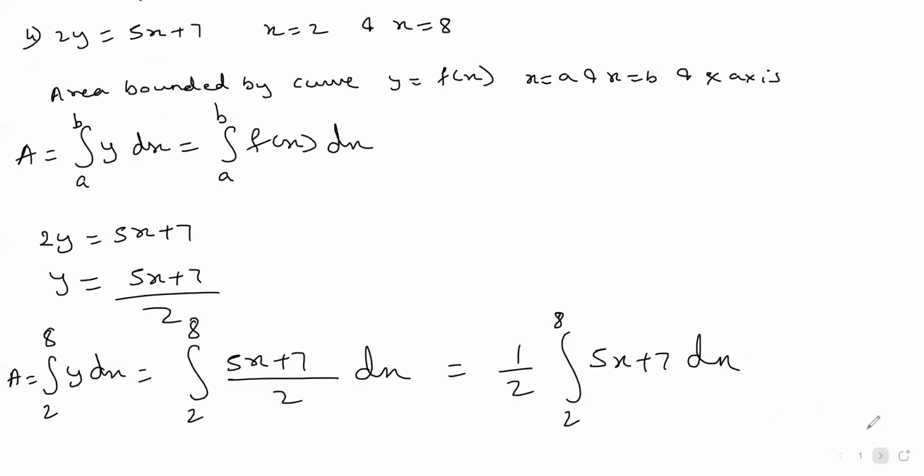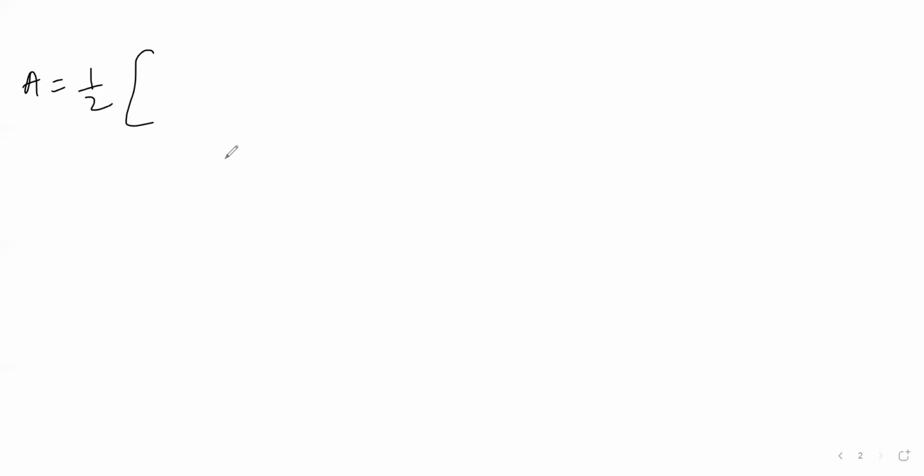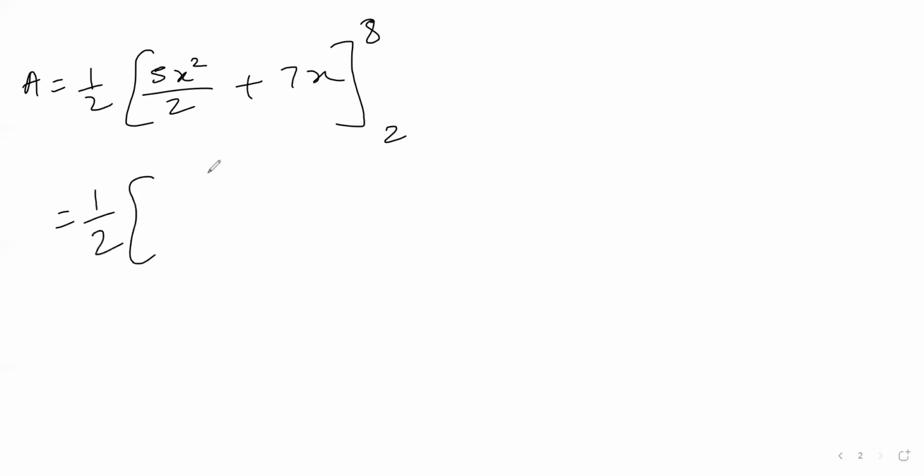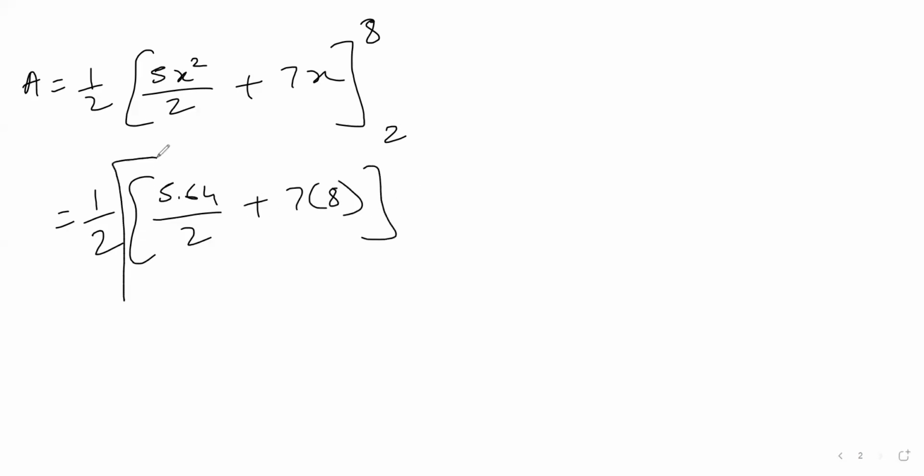5x plus 7 का integration क्या आएगा? 5x का आएगा 5x square by 2 plus 7 का आएगा 7x. Integration is from 2 to 8. So I'll put the values now. 8 square, so 5 into 64 upon 2 plus 7 into 8 minus 5 into 4 upon 2 plus 7 into 2.